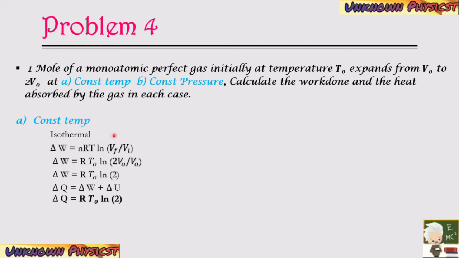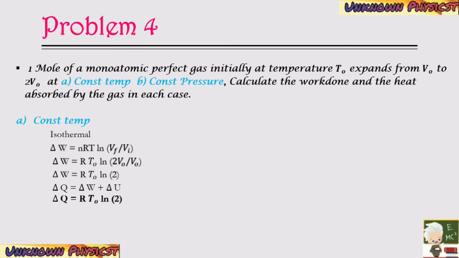So for isothermal, your work done is delta W is equal to nRT ln Vf by Vi. So initial and final volume they are given, so 2V0 by V0. So your final work done will be delta W is RT0 ln 2. Next, delta Q is equal to delta W plus delta U. For your isothermal process, always your change in internal energy is 0. So your delta Q will be RT0 ln 2.